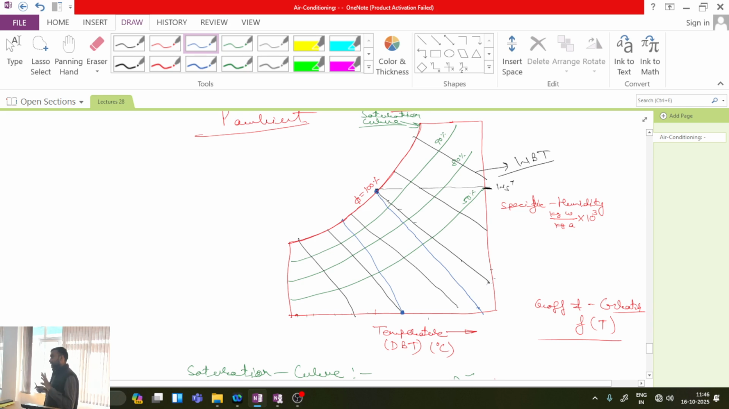So that's why the slope of the constant WBT line and the constant enthalpy line is a relative parameter. It means the point at which you are equating WBT and enthalpy will decide whether the slope will increase or decrease. Let me remove this for the time being.